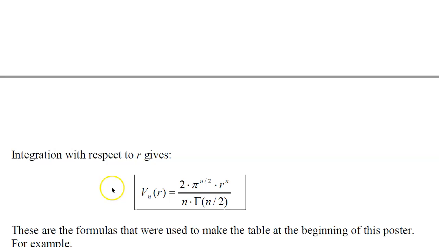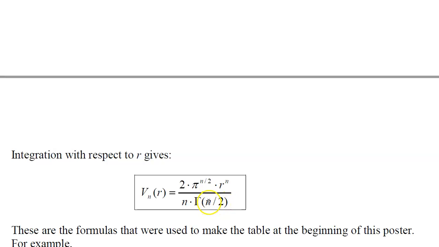In fact, before I even finish this video, let me tell you the punchline for the next video. The value for v sub n of r, the volume of a ball of radius r in n-dimensional space, is actually going to be 2 pi to the n over 2 times r to the n over n times gamma of n over 2. So notice this gamma function comes in. And we need to know the value of gamma of n over 2 if n is a whole number. So for example, if n is 6, we need to know gamma of 3. Well, we know that it's 2 factorial.